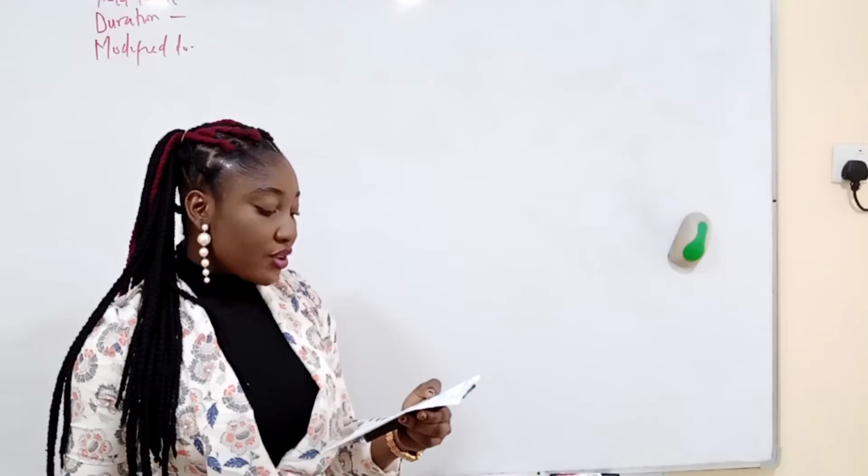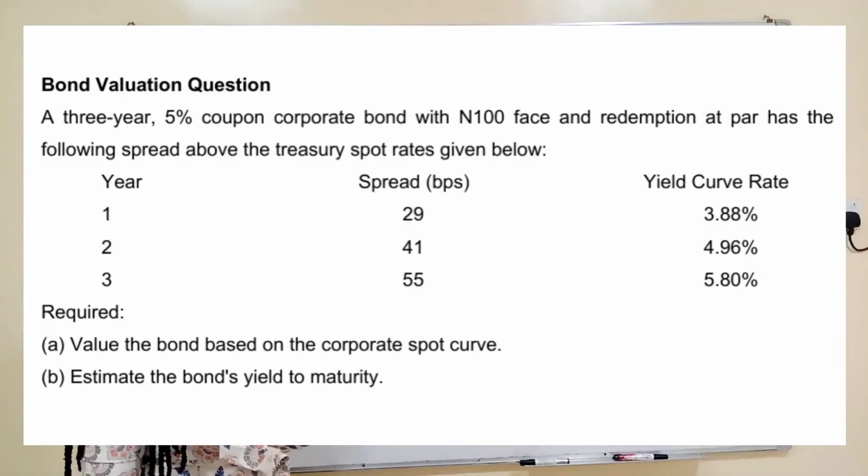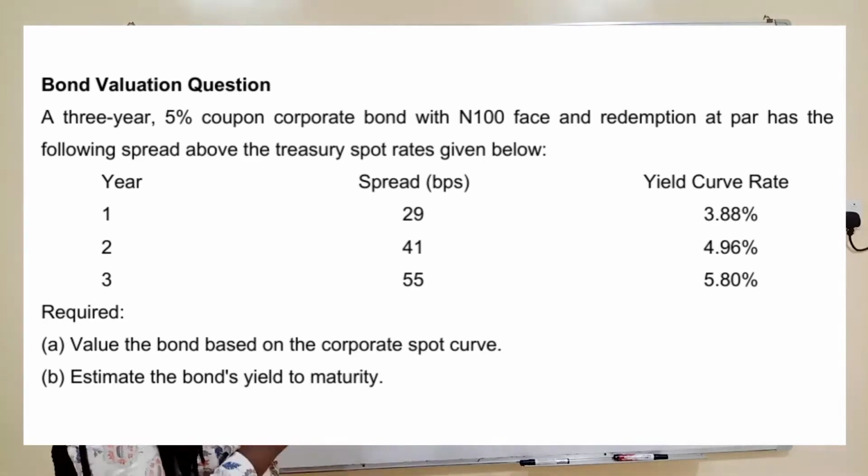This question says a 3-year 5% coupon corporate bond with 100 naira face value, redeemable at par, has the following spread above the treasury spot rate given below. They said year 1, year 2, and year 3. They gave you the credit spread: 29 basis points in year 1, 41 basis points in year 2, 55 basis points in year 3. They gave you the yield curve: 3.88% in year 1, 4.96% in year 2, and 5.80% in year 3.